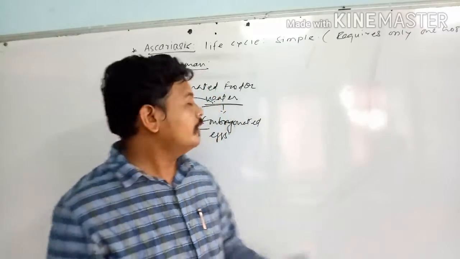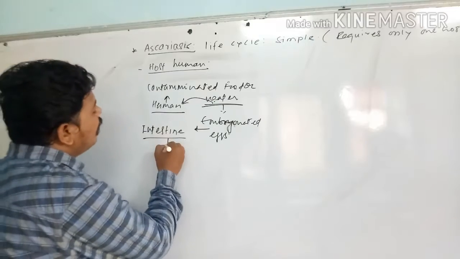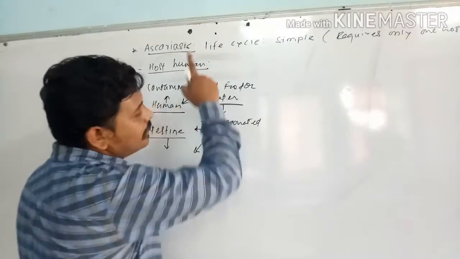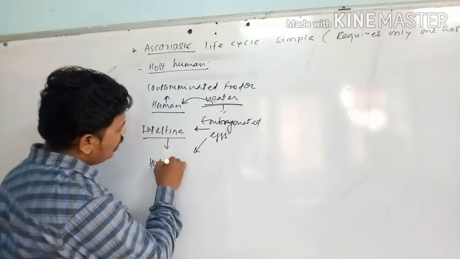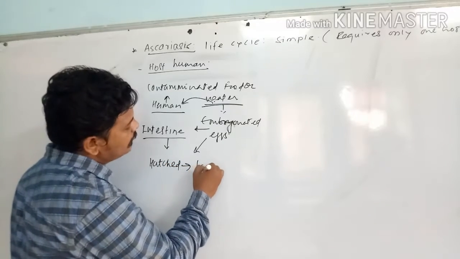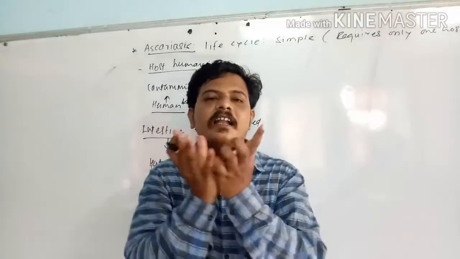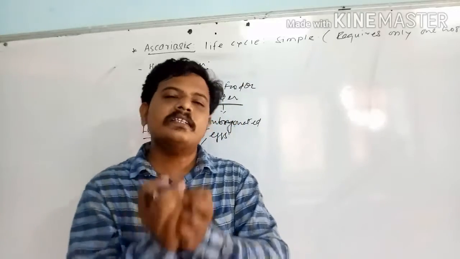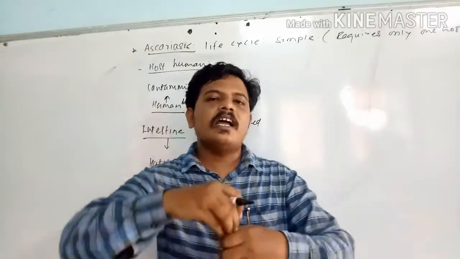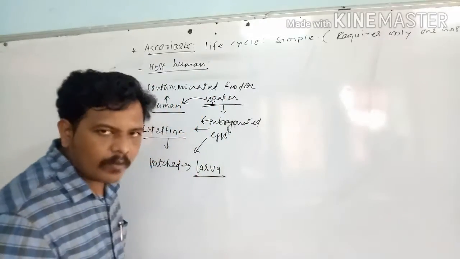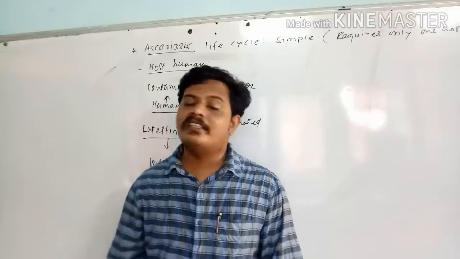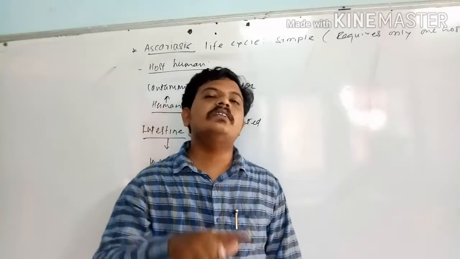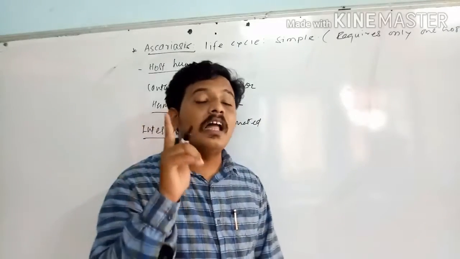Where are they lodged? In the intestine of that human. Now in the intestine, this embryonated egg, meaning the fertilized egg of Ascaris, gets hatched and releases larva. The fertilized eggs that went into our intestine through food and water hatch there, and from the hatching the larva is released. The development of Ascaris lumbricoides is indirect, meaning development through the larval stage.